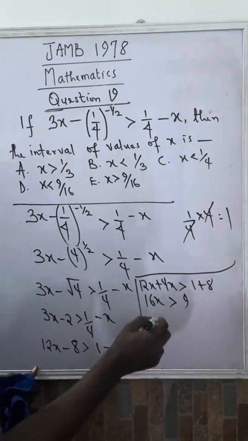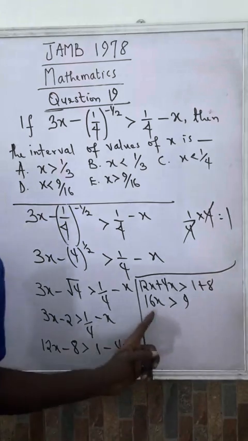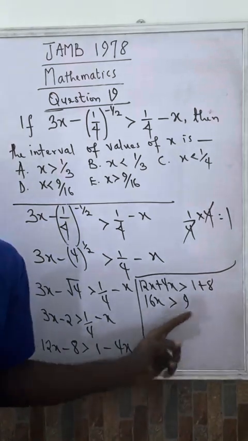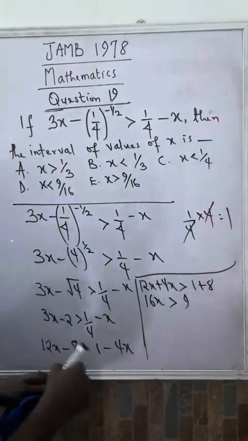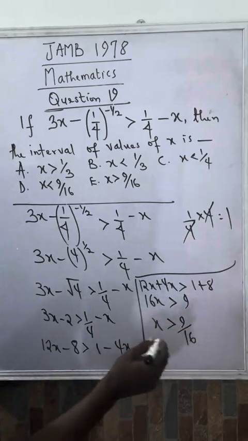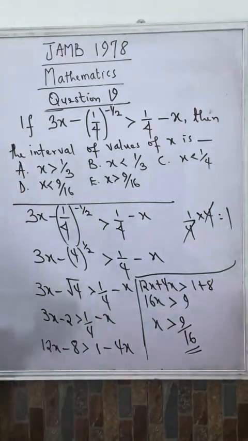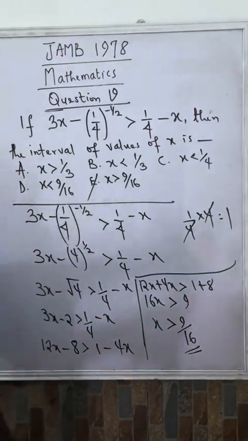So divide both sides by 16. The inequality sign will not change because 16 is a positive number. If you divide both sides by a positive number, nothing will change. So that means x will be greater than 9 over 16, and keep the inequality sign like that. So check the options. You see that option E is our answer.